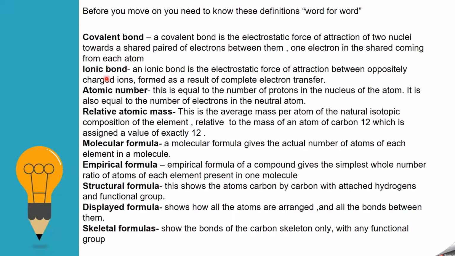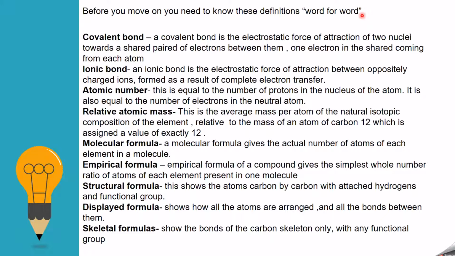And so before you move on deep into organic chemistry, you need to know a lot of definitions to these words. So you have covalent bond, ionic bond, atomic number, molecular formula, empirical formula, and so on and so forth. And you need to know the definitions word for word. When I say word for word, this is because in the exam you'll be asked a question to define a certain word. And if you don't get it exact word for word, then there may be a chance that you'll lose 1 mark or so.